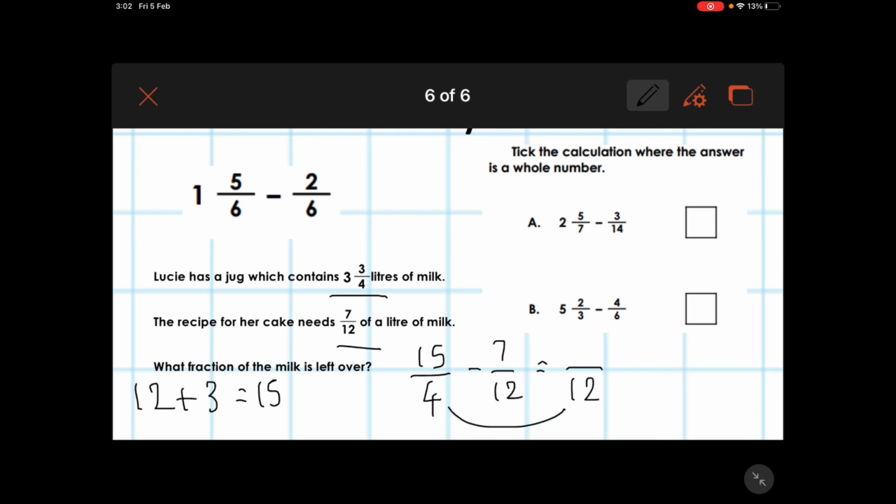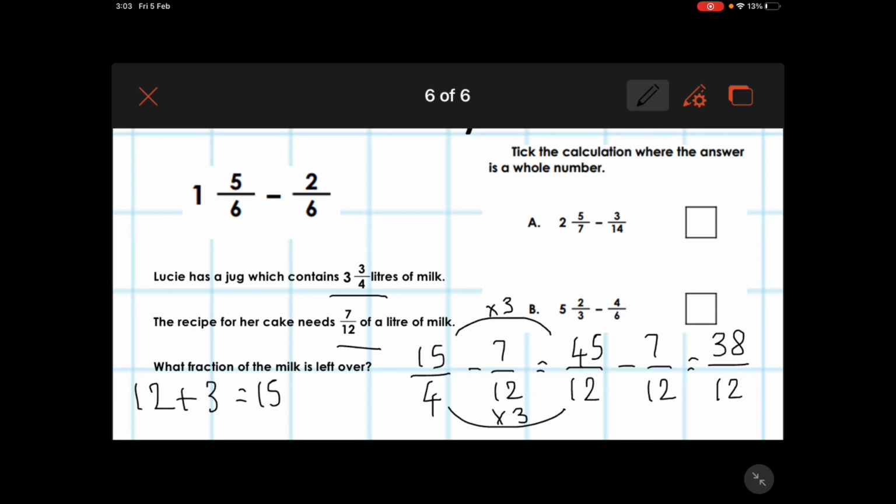What did I do to 4 to get to 12? 4, 8, 12. I multiplied it by 3. Do the same to 15. 15, 30, 45. And I am subtracting 7/12. 45 minus 7 should give you an answer of 38/12. Now this is an improper fraction, so let's see if we can convert it.